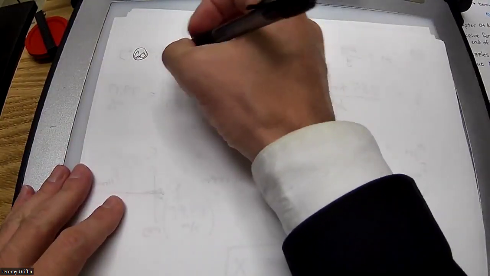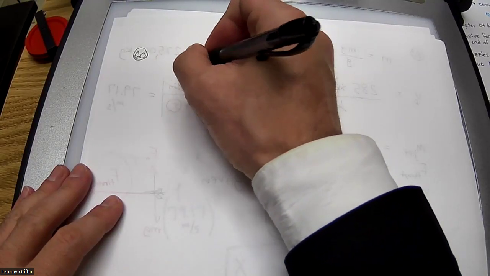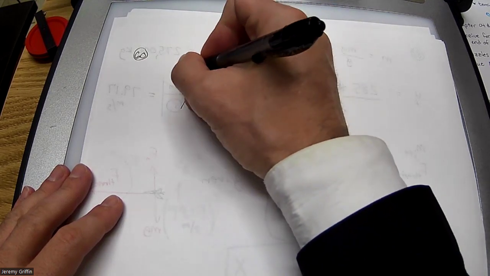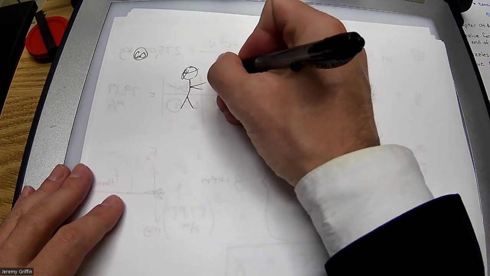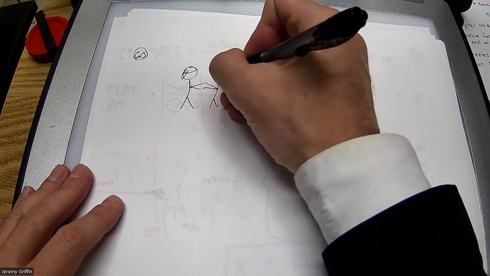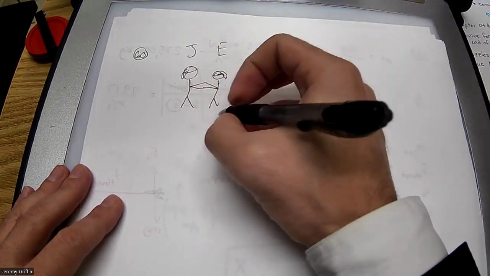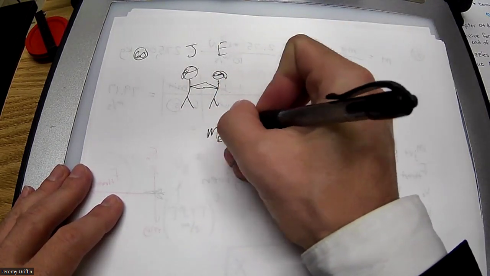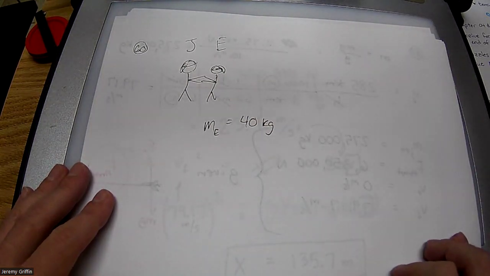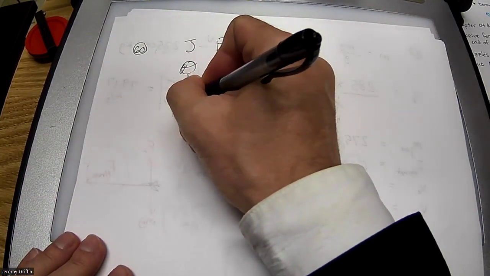Joyce and Efwa. How about this? Let's get a couple of people. Right, they're pushing. What if they're different sizes? Like I have say Joyce here and Efwa here, maybe something like that. Now the mass of Efwa, you guys know is 40 kilograms because they told you that. Right? They're on skates.